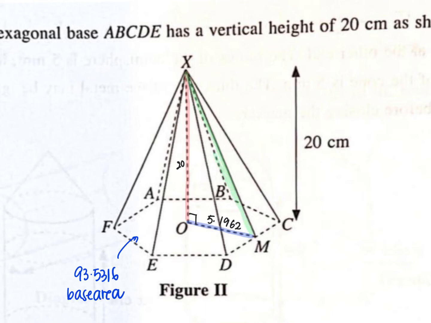So xm is now my slant height. Okay, and we have all our bases for all the different triangles, the different sides over here, to be 6 cm. So this one over here is 6 cm, 6 cm, all throughout.